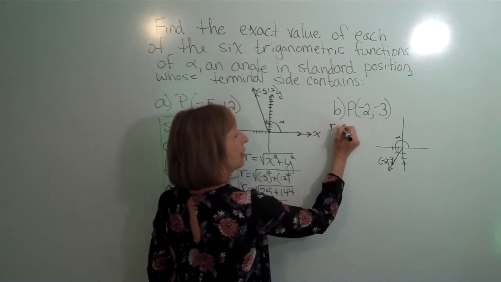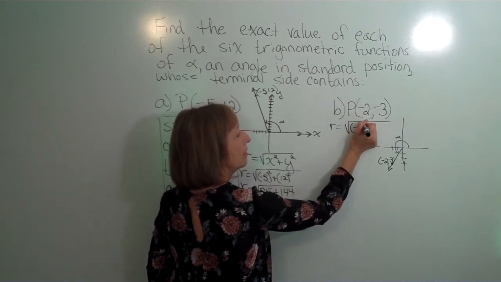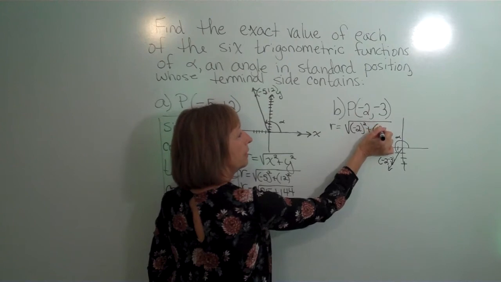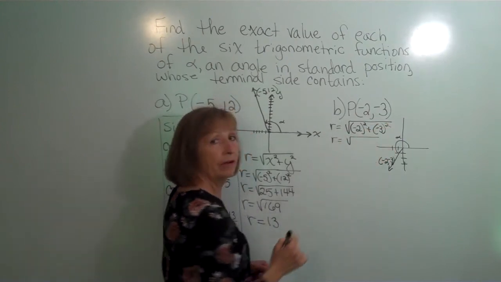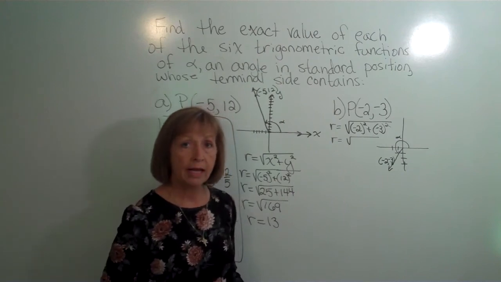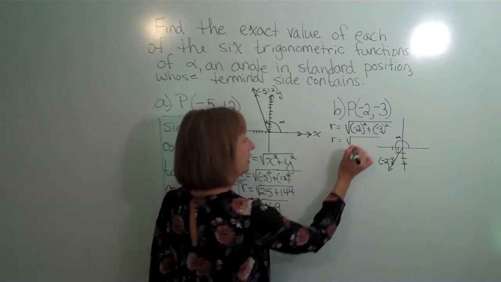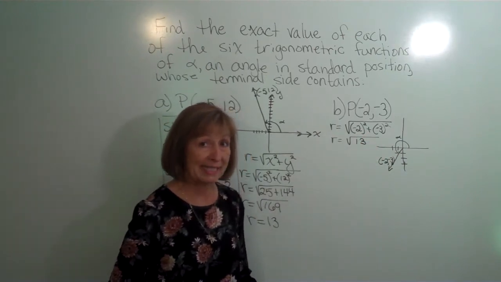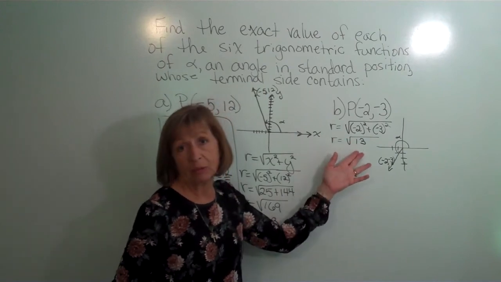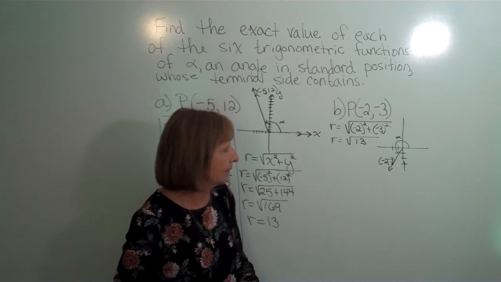Finding r. R is the square root of the x coordinate squared plus the y coordinate squared. So I get r is equal to the square root of, well, (-2)² is 4 and (-3)² is 9. So 4 plus 9 gives me a 13 in there. So I have the square root of 13. And that doesn't simplify anymore. There's not even any perfect square factors that I can bring out part of it.